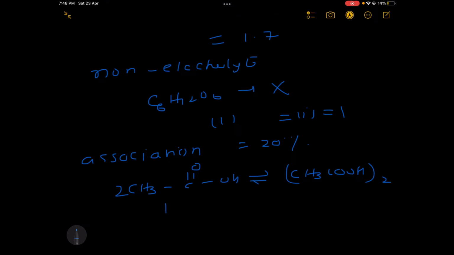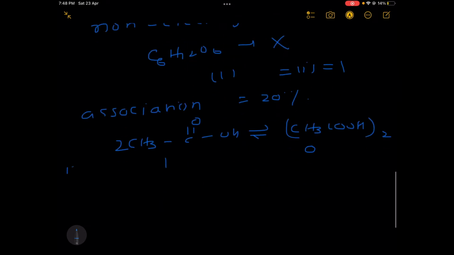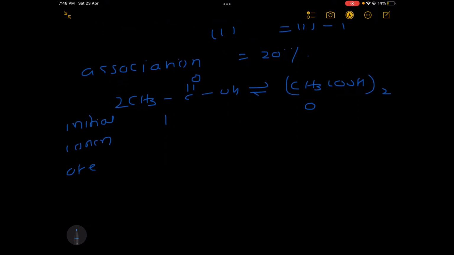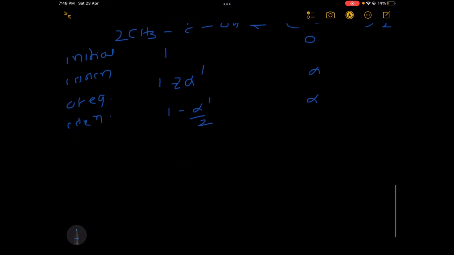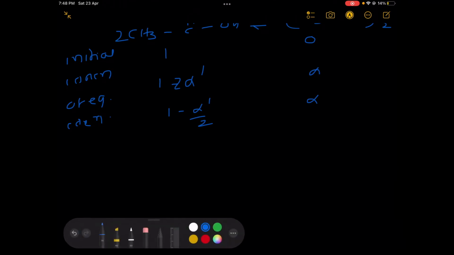And this is 1, 0 at initial concentration, and 1 minus alpha, alpha by 2 at equilibrium concentration. You can write 1 minus alpha, and alpha by 2, instead of writing 2 alpha and all. So you can write this one this way. Sorry, it's a mistake over here.